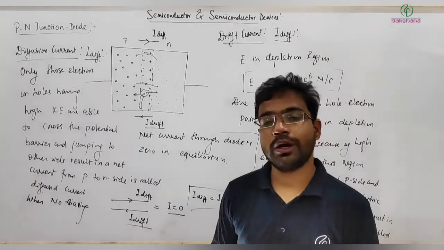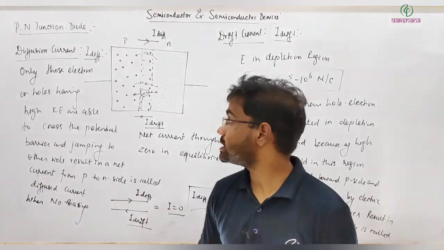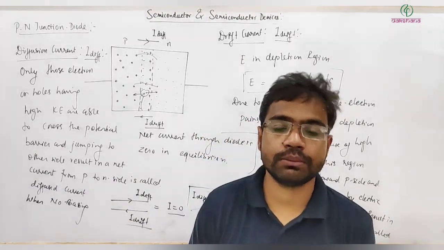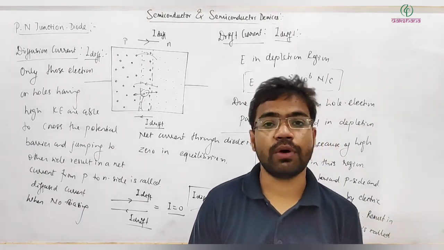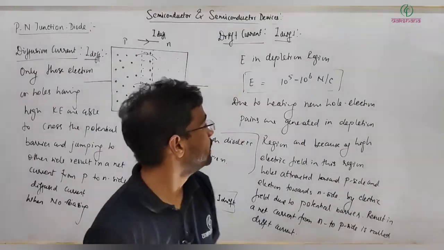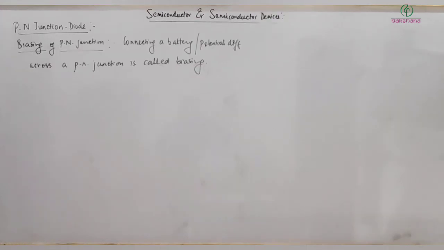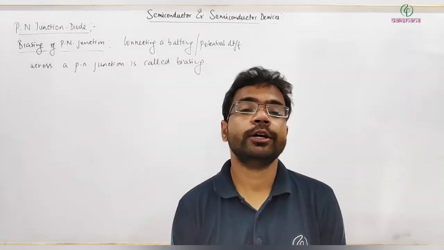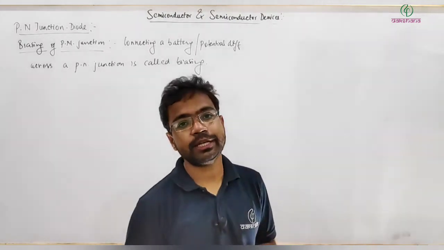Let's talk about what happens when a battery is connected across the p-n junction, and we call that biasing of a p-n junction, biasing of a diode. It can be done in two ways, which we define as forward bias and reverse bias. So let me talk about both of them. Next is biasing of a p-n junction. Biasing means simply connecting it to an external battery or a potential difference. Now it can be done in two ways.